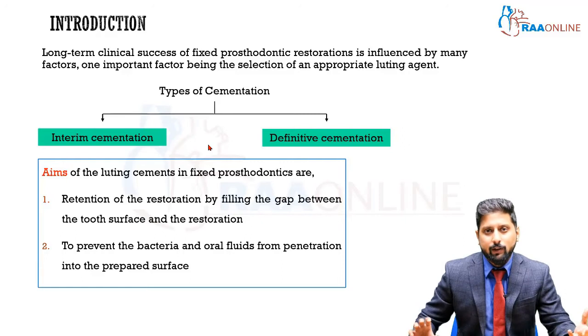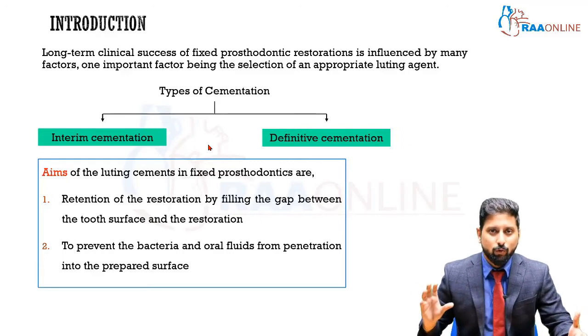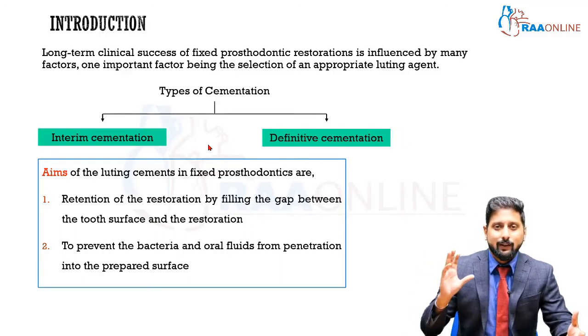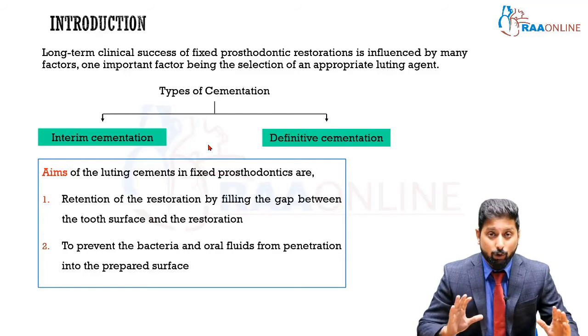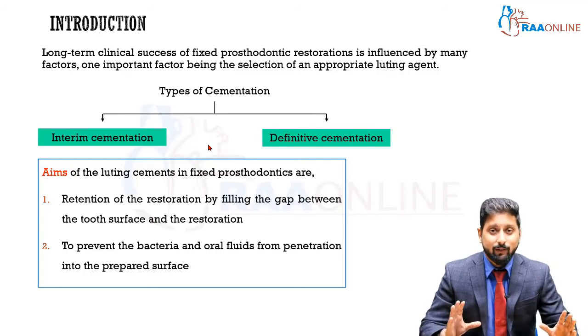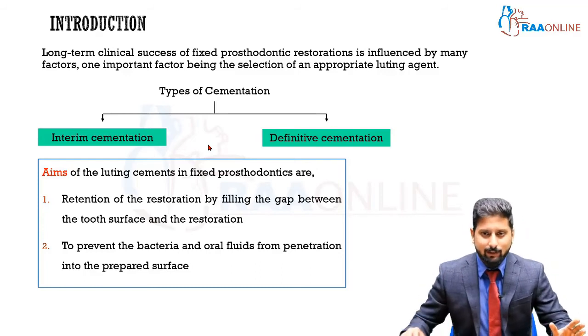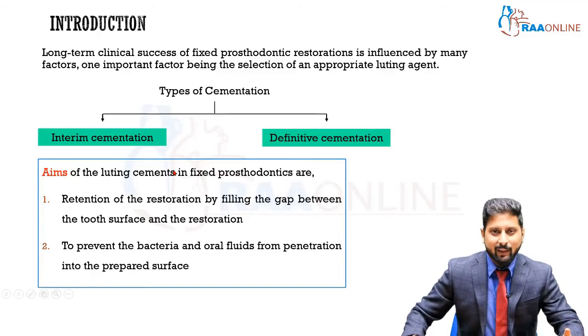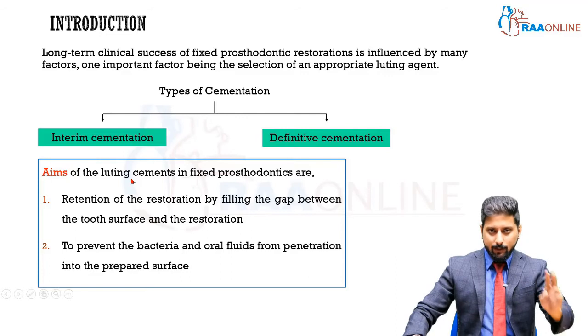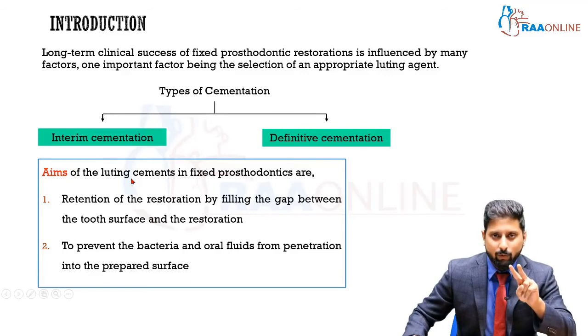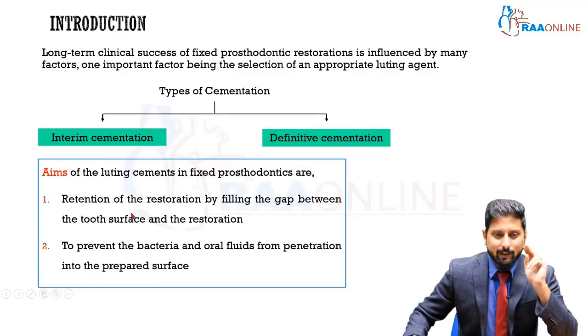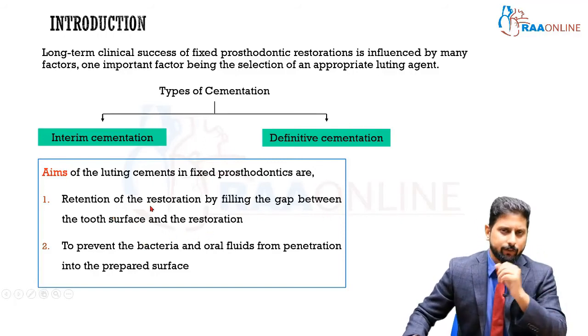Definitive cementation is when you have the final prosthesis and your intention is to cement it definitively. You do not want to remove it, or you don't want the prosthesis to get dislodged. That is definitive cementation. Irrespective of whatever type of cementation, the aim of luting agent is basically two. Very important: retention of restoration by filling the gap between the tooth surface and the restoration. So retention, all of us know.